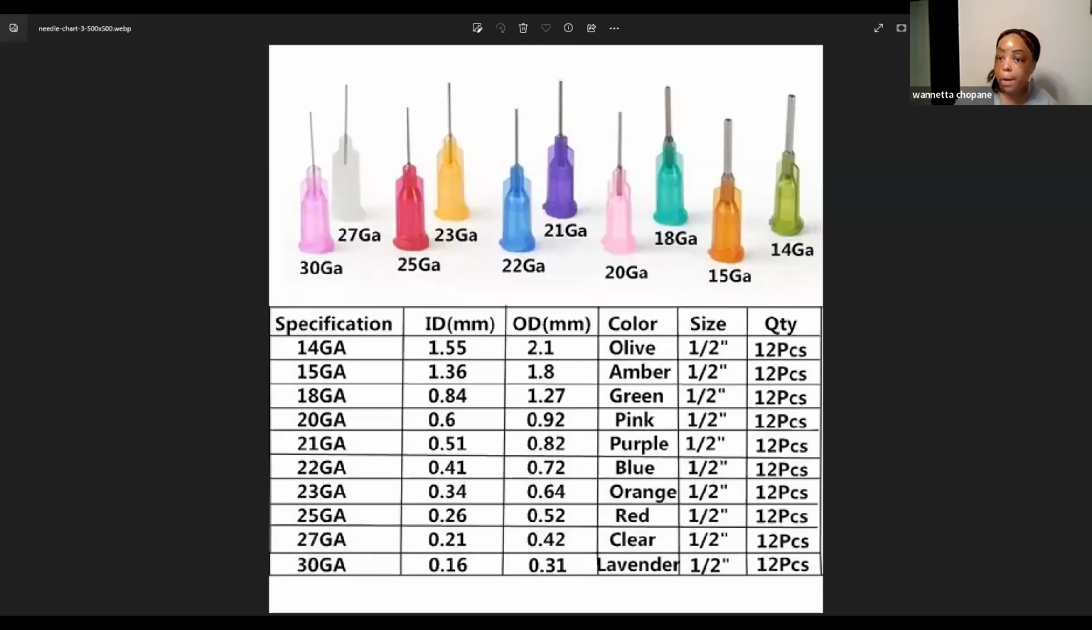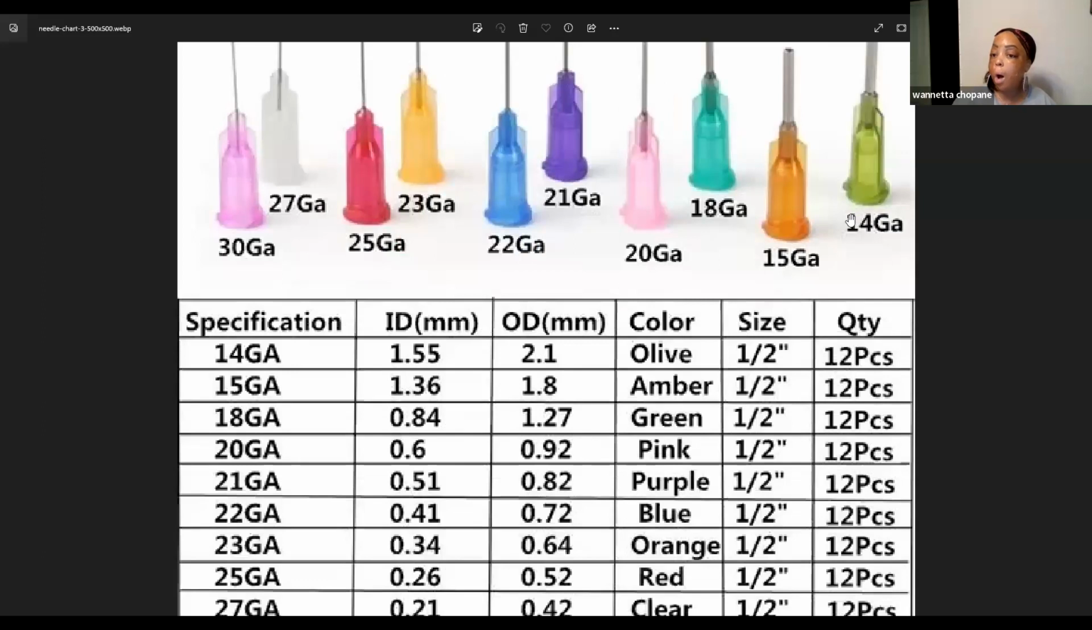Then to go back and reiterate the size of the needles. Please remember, the smaller the number of the gauge of the needle, the bigger the needle really is. The bigger the number of the gauge of a needle, the smaller the needle really is. Okay. And when I talk about big and small, I'm literally not talking about the length of the needle. I'm just simply talking about how big the hole of that lumen needle is. Okay.